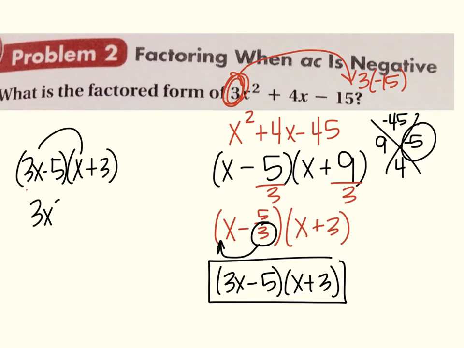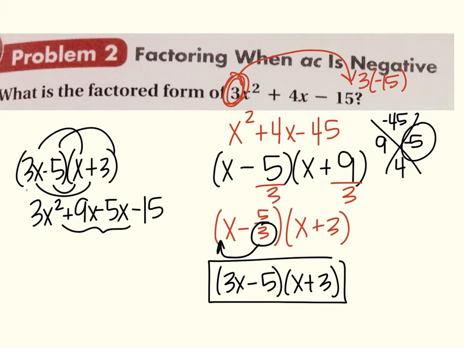So we've got 3x squared plus 9x minus 5x minus 15. And 9x minus 5x is 4x. Hopefully that's what we had. If you look back to your problem, that is what we had, so we know that our answer is correct.